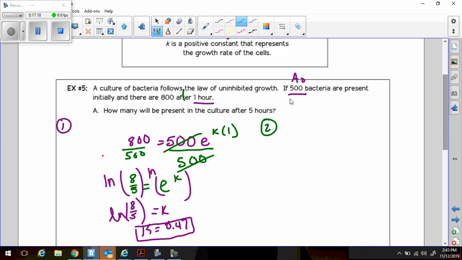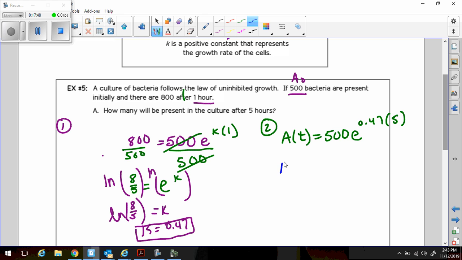I found my K. My amount is equal to my initial times e to the kt. I found k. It's 0.47, and they're telling you after 5 hours. It was already in hours, so I don't have to change my units. I already found it in terms of hours.